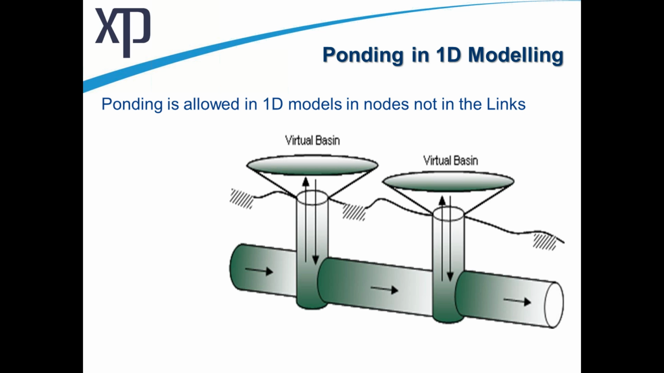The storage effect is taken into consideration in 1D models only in nodes and not in channels, and that is not accurate and doesn't reflect the physical reality. In 1D models, you need to predict the flow direction before modeling, when you don't need to predict it in 2D modeling.